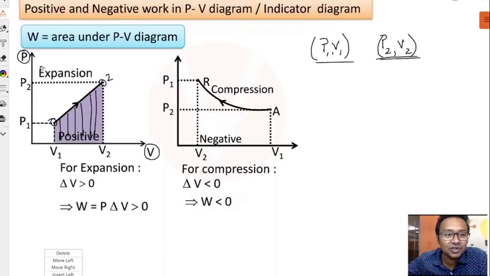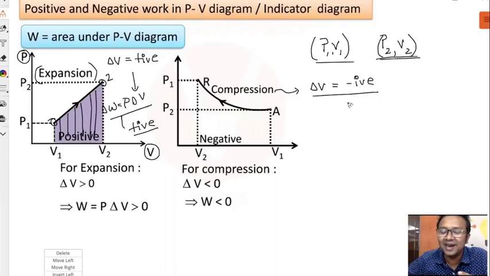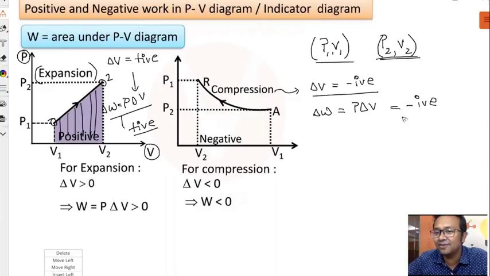Now if expansion is taking place, very simple, my delta V is what? Positive. So what does it imply? Work done, delta W equal to P delta V, will also be positive. Okay students, you got it? Now second thing we are going to see here, compression. For compression, my delta V is what? Negative, my dear students. If my delta V is negative, then delta W, which is P delta V, will also be negative.